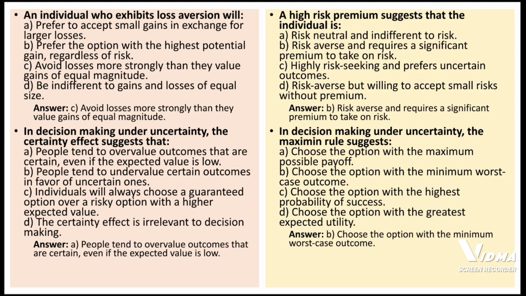In decision making under uncertainty, the certainty effect suggests that, answer is A. People tend to overvalue outcomes that are certain, even if expected value is low. High risk premium suggests that an individual is, answer is B. Risk averse and requires significant premium to take on risk. In decision making under uncertainty, the maximin rule suggests, answer is B. Choose the option with the minimum worst case outcome.